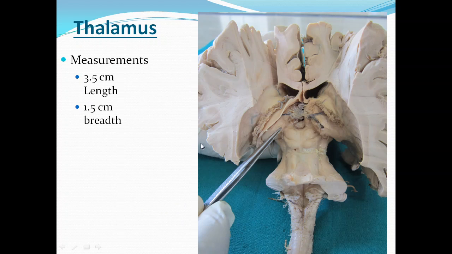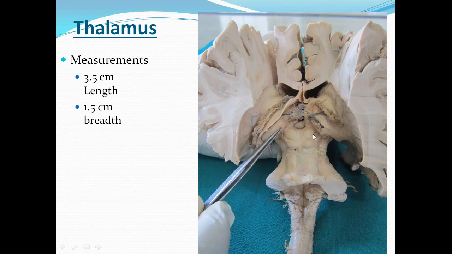Now when we discuss measurements of the thalamus, length is about 3.5 centimeter and breadth is about 1.5 centimeter. The long axis of the thalamus is set obliquely, directed backwards and laterally in such a way that anterior ends are near to each other and posterior ends are separated from each other by means of pineal gland and superior colliculi.